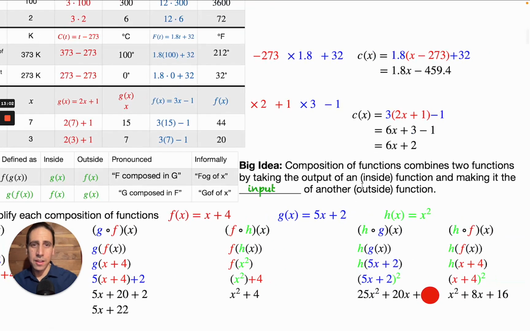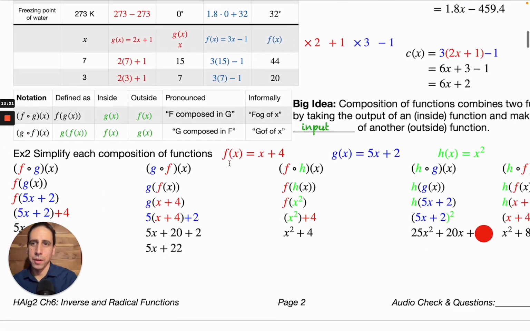The big idea is that composition of functions combines two functions by taking the output of the inside function, like 15, and making it the input of another outside function. Like here, you can see 15 turns into the input, and then you keep on passing it through. Let's practice this a little bit.